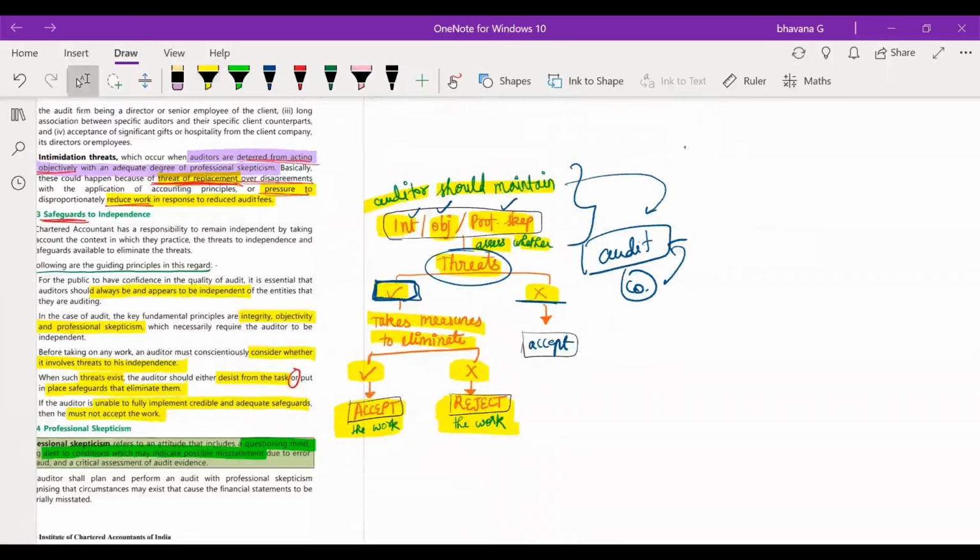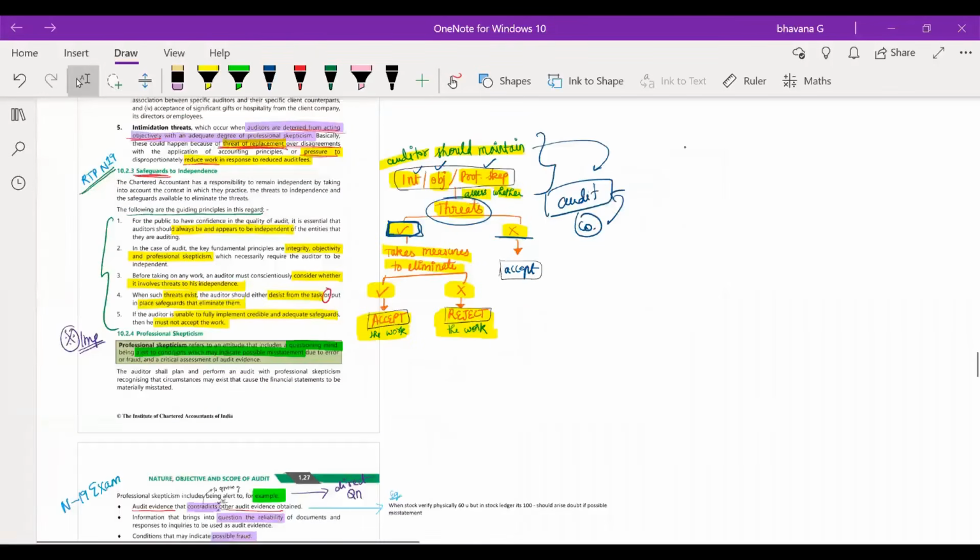So first, the auditor must maintain integrity, objectivity, and professional skepticism while he's auditing. Even after maintaining this, if he gets some threats, he must see whether he has threats or not. If he has no threats, then okay, he can accept and go. He must accept the work and do the audit. If he has threats, then he must find measures to eliminate them. If he is able to eliminate them, okay, then accept the work and do the audit. If he is not able to eliminate them, then he has to reject the work. Okay, so these are the safeguards to independence.